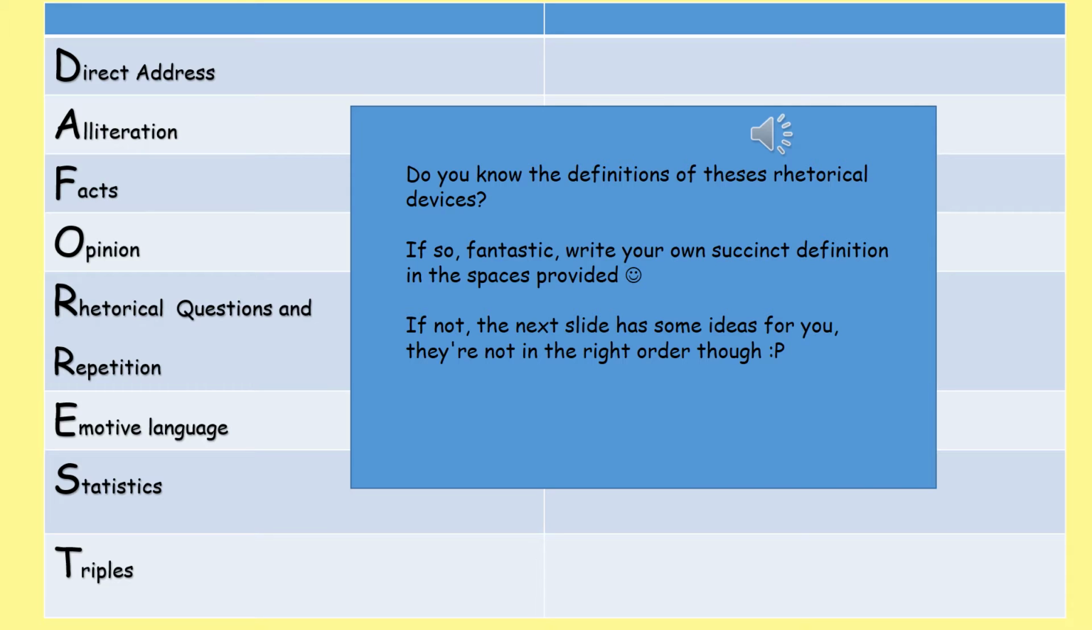Next, let's think about the devices we're going to use then. And you can see down here in the bold, I've said DAFOREST. That's just something to maybe help you think about the features that might go in it. So we've got D for direct address, A, alliteration, F for facts, O, opinions, R, rhetorical questions and/or repetition, emotive language, statistics and triples or triplets, however you might want to say them. So if you recognise these rhetorical devices, that's amazing, that's great.